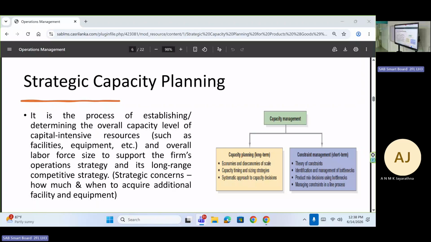What is the process? Then managing constraints. Second example, short-term capacity management: managing constraints in the production line process. Managing constraints in the production line process. Right? Okay.